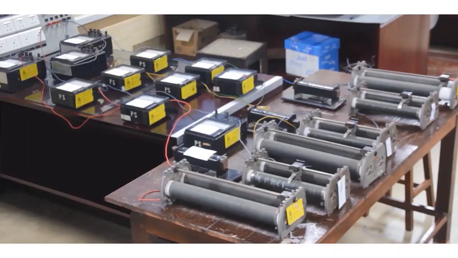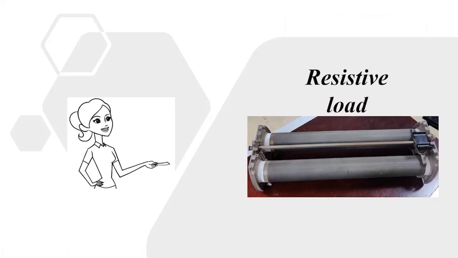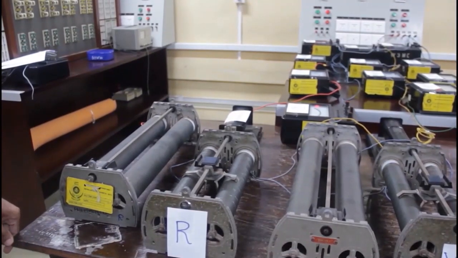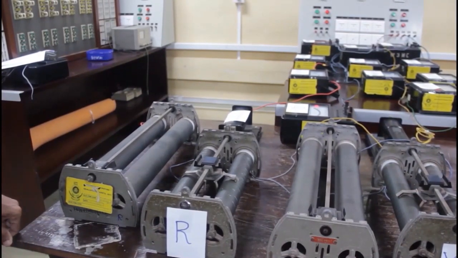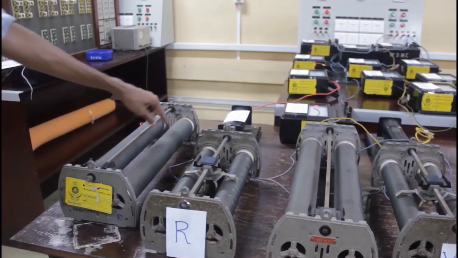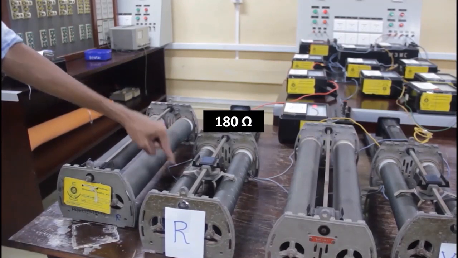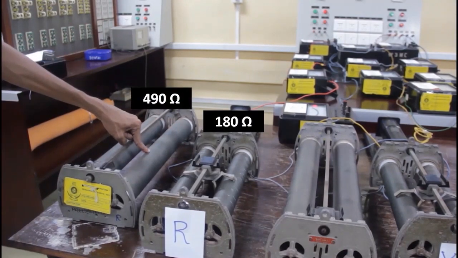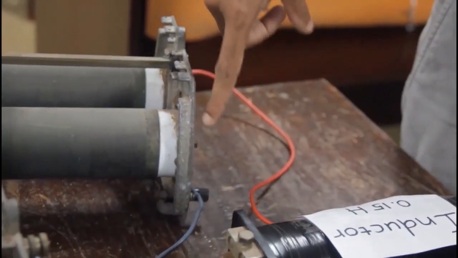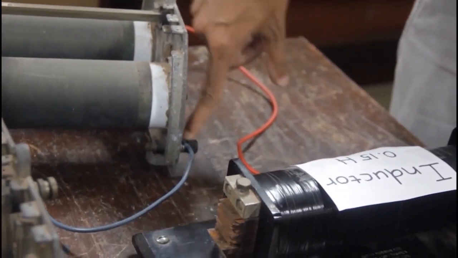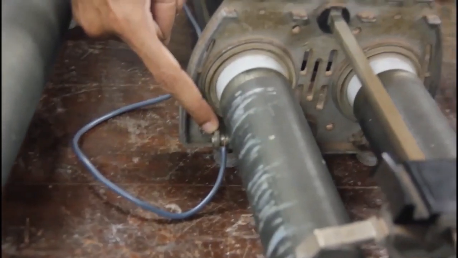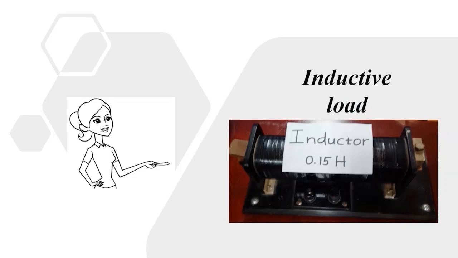This is the circuit built in the laboratory. Let's understand the circuit step by step. First, the resistive load. In the given circuit, we use a 670 ohms resistive load. In the laboratory, we use 2 rheostats of 180 ohms and 490 ohms in series to get this load. See the series connection more closely. This is the inductive load commonly used in the laboratory.